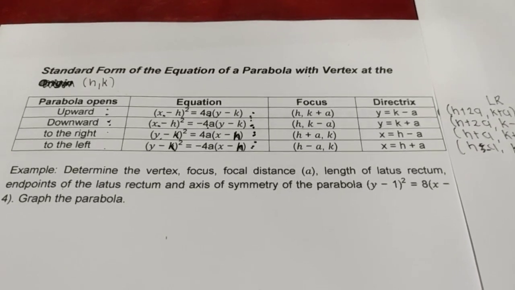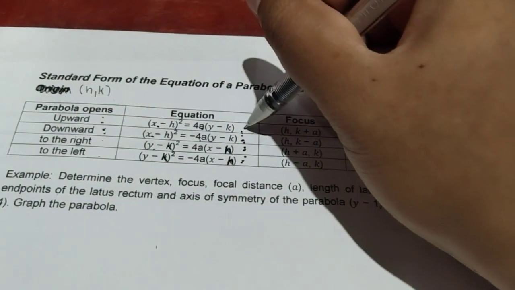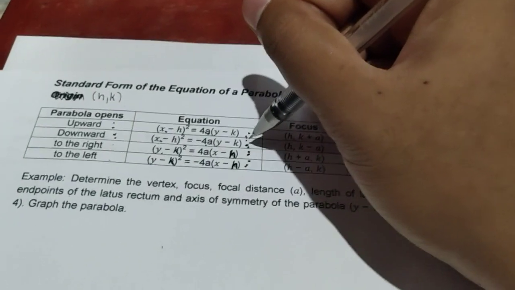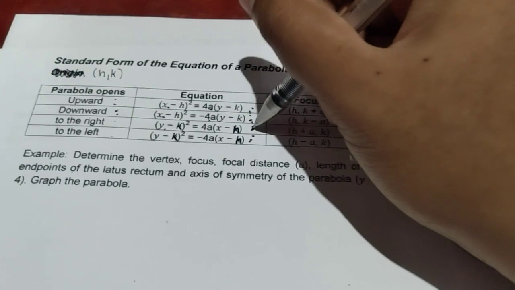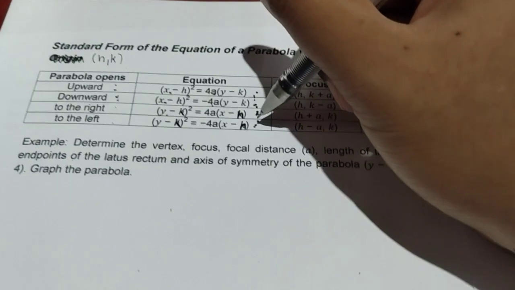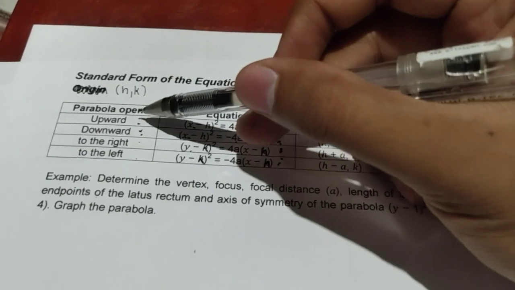So next is the standard form of the equation of a parabola with vertex at (h, k). We have 4 equations here. Quantity (x minus h) squared is equal to 4a times quantity (y minus k). Quantity (x minus h) squared is equal to negative 4a times (y minus k). Quantity (y minus k) squared is equal to 4a times (x minus h). And quantity (y minus k) squared is equal to negative 4a times (x minus h). So these equations will determine if the parabola opens upward, downward, to the right, or to the left.